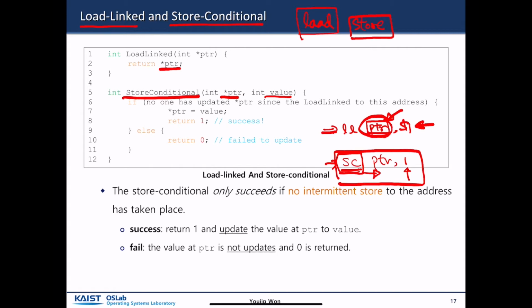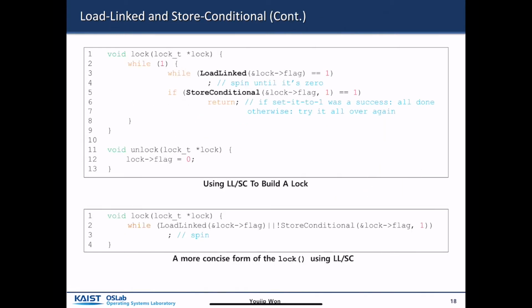So the store conditional only succeeds if no intervening store to the address has taken place. If it succeeds, then it returns 1 and updates the value of the pointer to the new value. If it fails, the value at PTR is not updated, and 0 is returned. So this is how load linked and store conditional is performed. Then let us examine how this can be used to implement a lock.